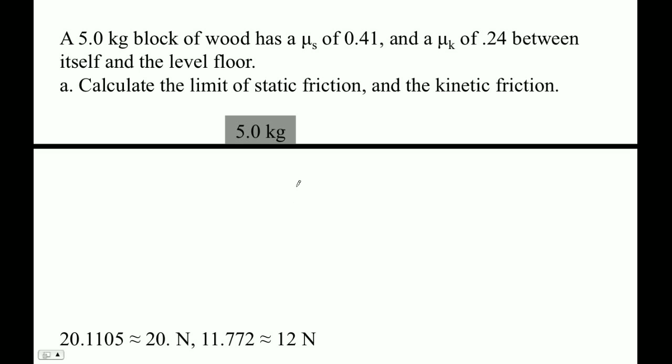Okay, so a 5 kilogram block of wood has a static coefficient of 0.41 and a kinetic of 0.24 between itself and the level floor. This is key, it's level, right? Calculate the limit of static friction and the kinetic friction.